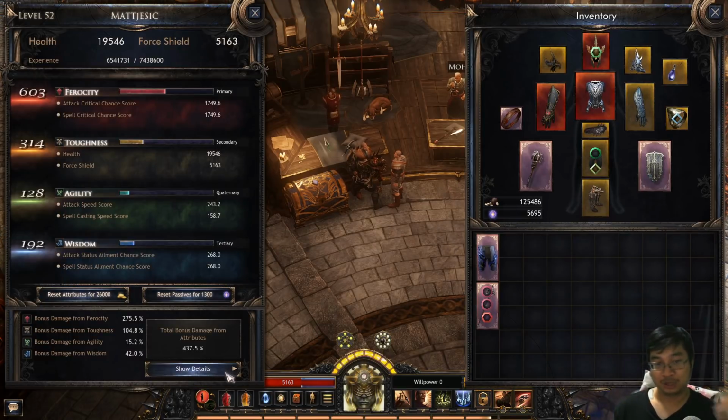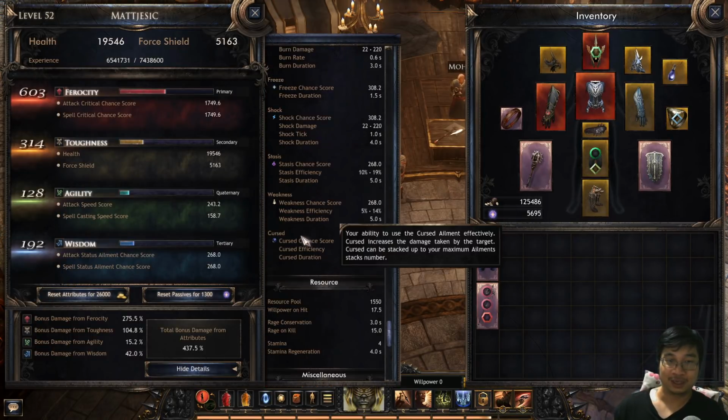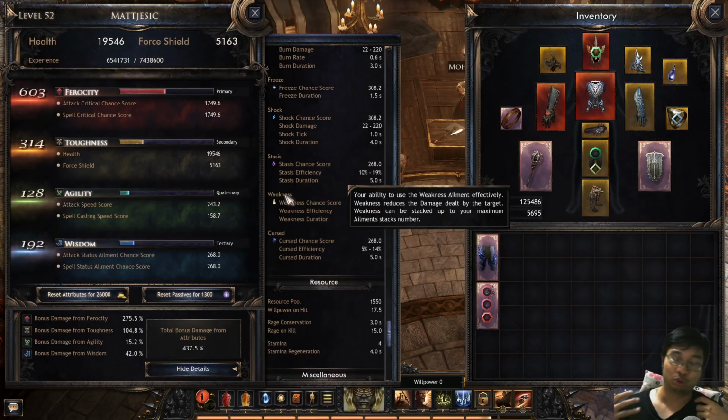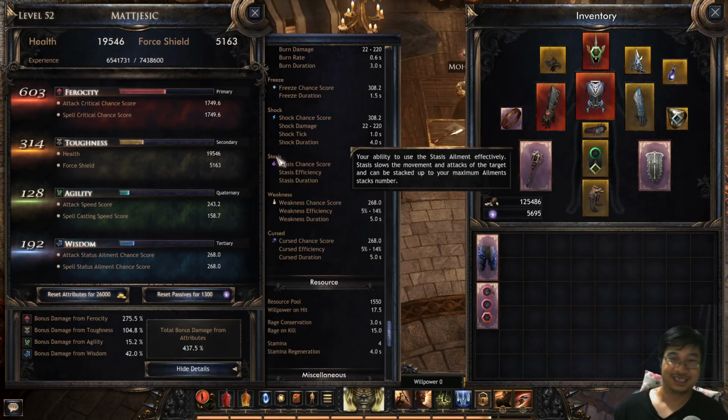And there are also really good alignments you want to look into. For example, Cursed is a good one. Cursed is Shadow. If you have high shadow based damage, you will curse the enemy and they will take additional damage from you. Followed by that, Weakness allows you to reduce the damage the enemy deals and makes you less likely to get burst and killed. After that, Stasis. This is a very common one, you hear me say it all the time.